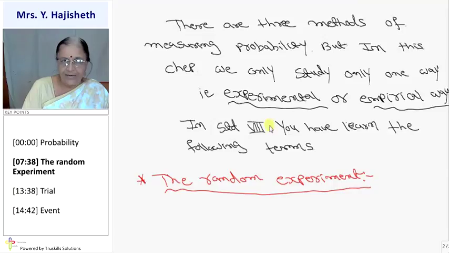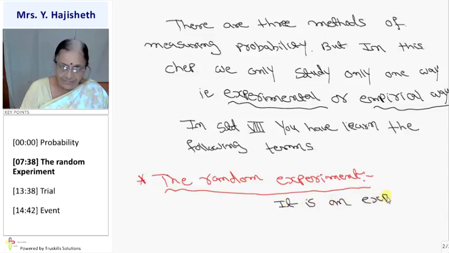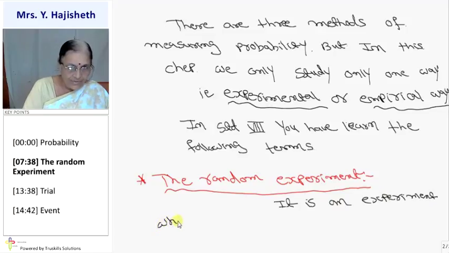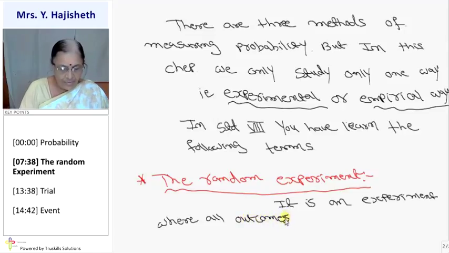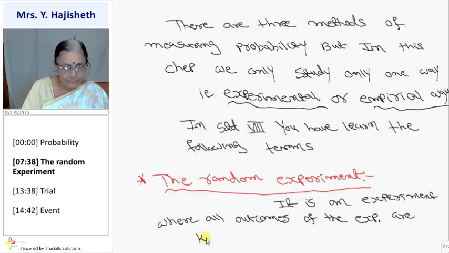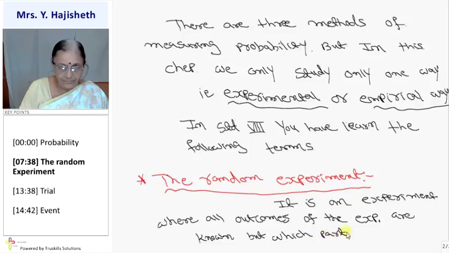So, a random experiment is an experiment where all outcomes, meaning results (in the language of probability, results are called outcomes), of the experiment are known, but which particular one is going to occur cannot be predicted.